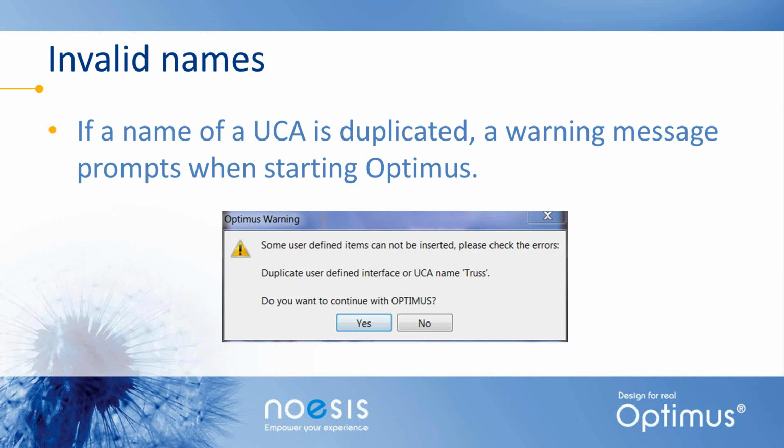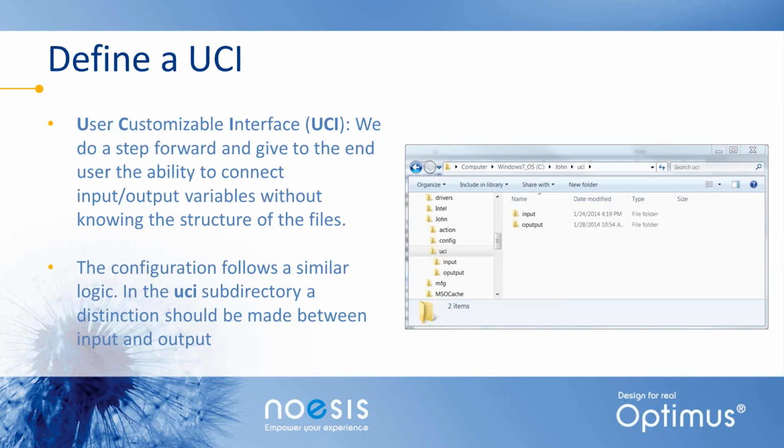Another error that can happen is that you define an invalid or a duplicated name for your UCA. In this case, a warning message is prompted when you are starting Optimus, and you can read that and then easily correct what you have done. So that's it. Creating a UCA is not very complex. You just have to specify the commands and the type of parameter that are needed to run those commands.